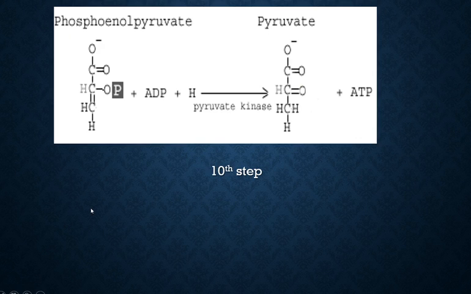This is the 10th step, the last step, where another substrate level phosphorylation happens. This high energy phosphate acts on ADP and makes an ATP molecule again, using pyruvate kinase. This is the end reaction, where we get ATP again after the seventh step. So it was the ending step of glycolysis.